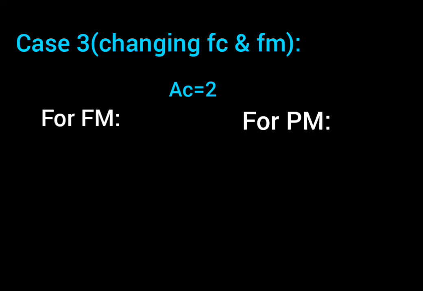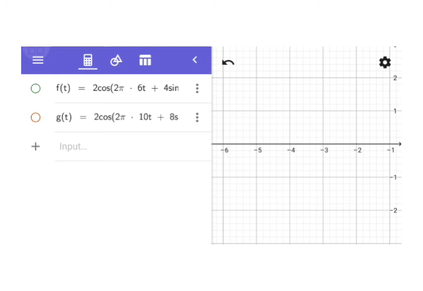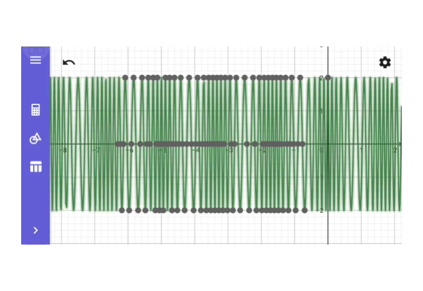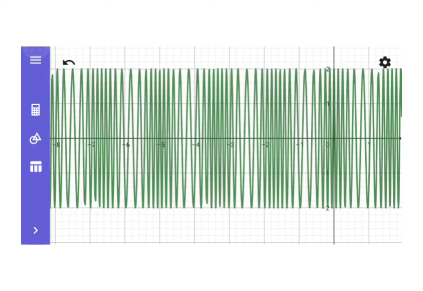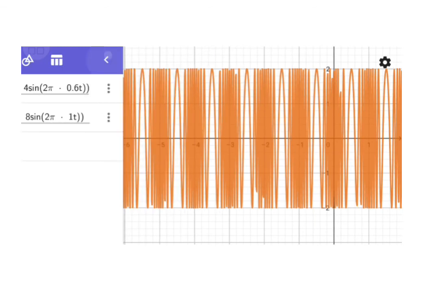In case 3, by keeping beta values as constant and changing Fc and Fm values, let us analyze the wave characteristics of frequency and phase modulation. By changing the values of Fc and Fm as 6 and 0.6 respectively in the frequency modulation equation, we get the wave as like this. And by changing the values of Fc and Fm as 10 and 1 respectively in the phase modulation equation, we get the wave as like this.